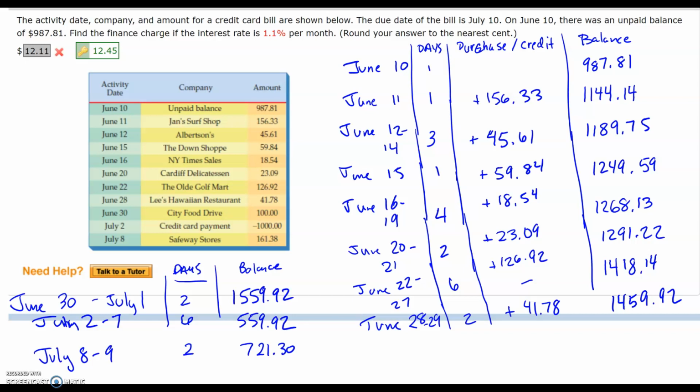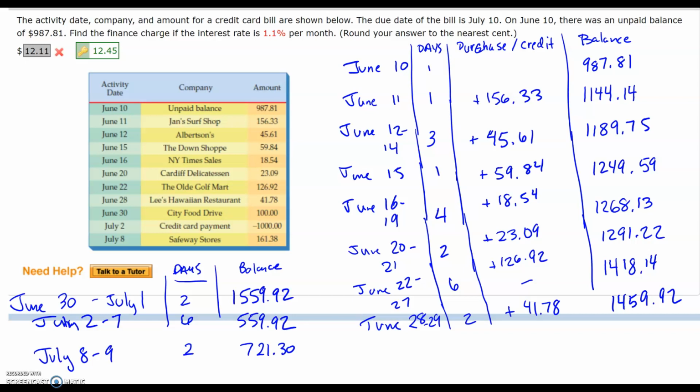And notice, this is an important thing to notice, that the end date is actually on the 9th of July, not on the 10th. So the due date is the 10th, but the days end actually on the 9th. That's 2 days from the 8th to the 9th. So don't include the 10th. Don't include that last day.